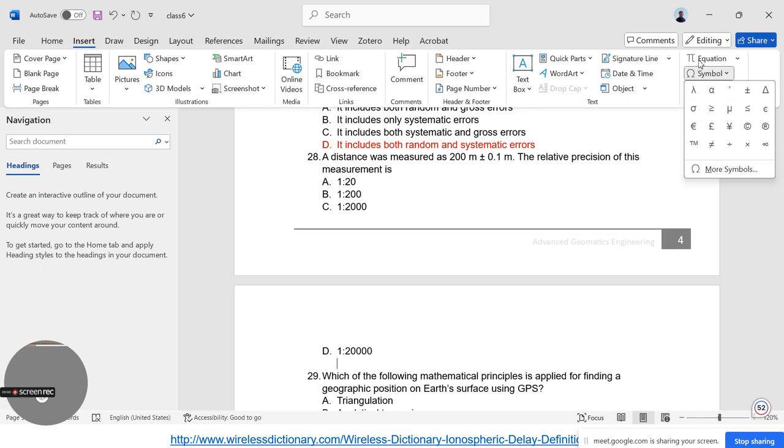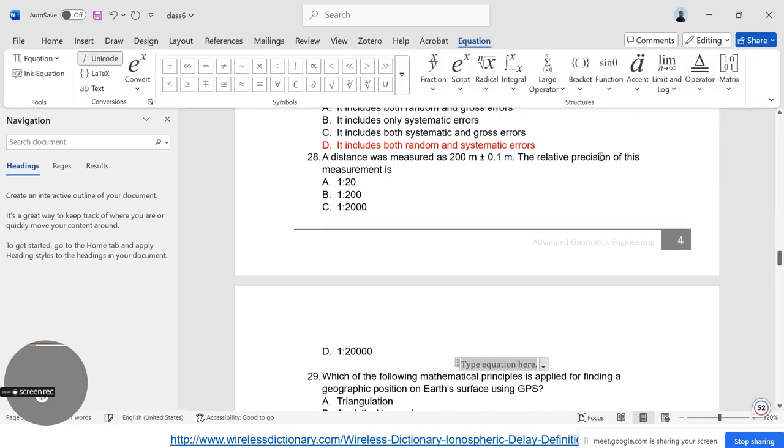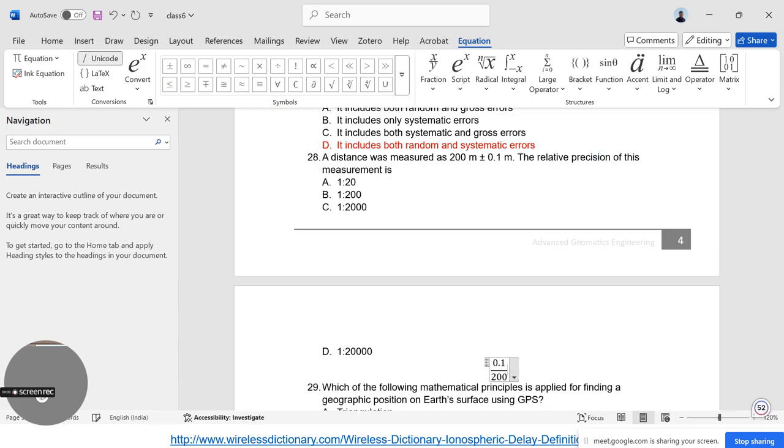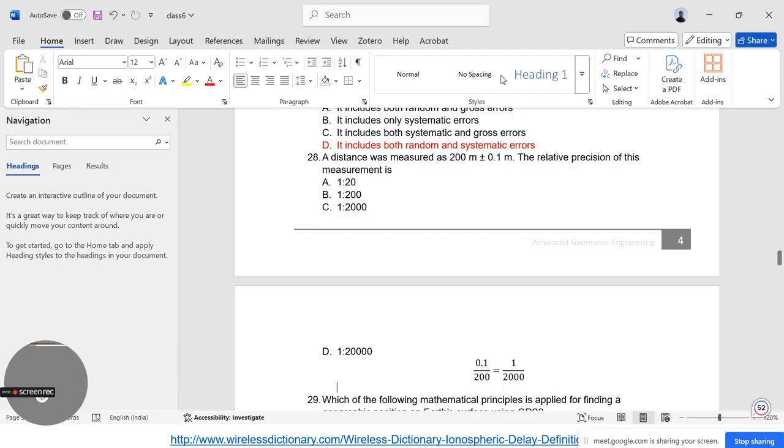So we can just write down the equation for this. We can express this error as 0.1 divided by 200, which will become 1 divided by 2000. So in 200 meter, the error is 0.1 meter. If we take 1 meter, then how much error will it create? It will create an error of 1 in 2000. So option C is correct.